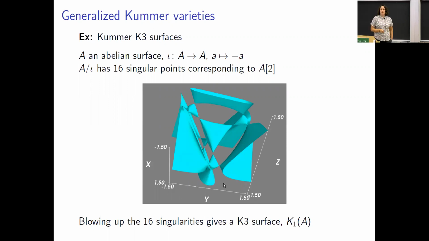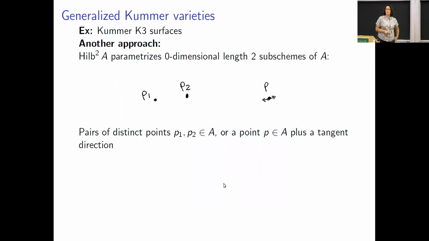This is the standard construction for the Kummer K3 surface, but I actually want to talk about a different construction. I can use Hilbert schemes to get the same thing. Hilb2 parameterizes zero-dimensional length 2 subschemes of A. Generically, this looks like two distinct points from A. But when I have a single point, instead of counting it with multiplicity 2, I want to think of it as two separate points that have collided together into one, and I want to remember the tangent direction in which they collided. So these are other length 2 subschemes, but they're only supported at a single point.